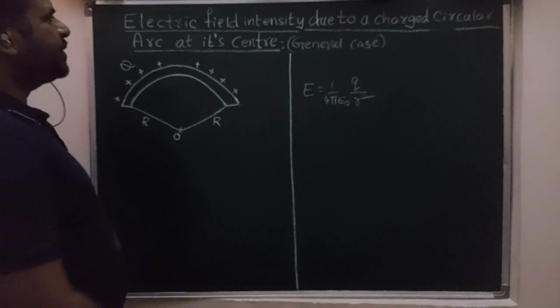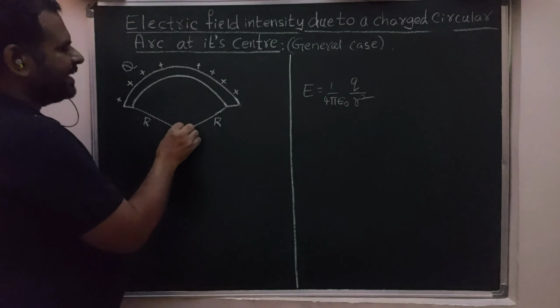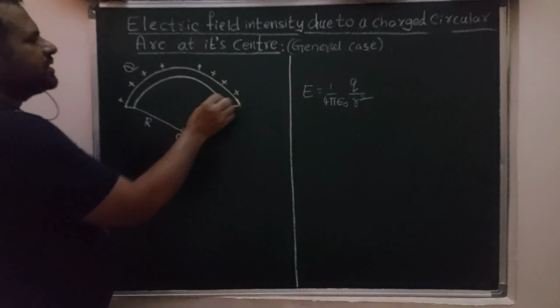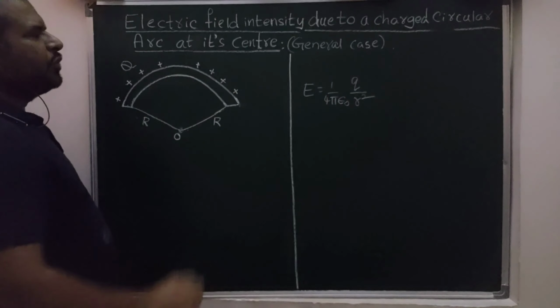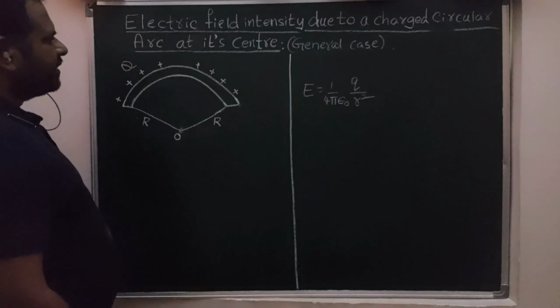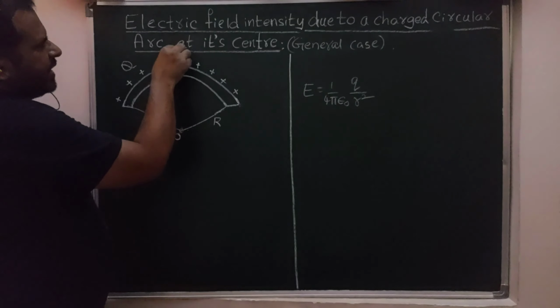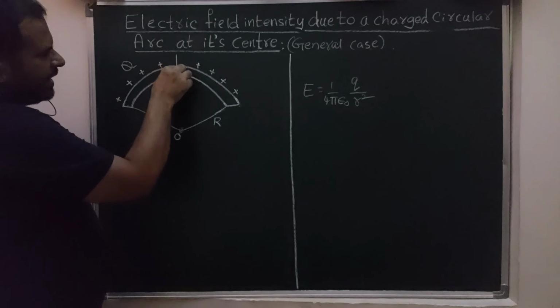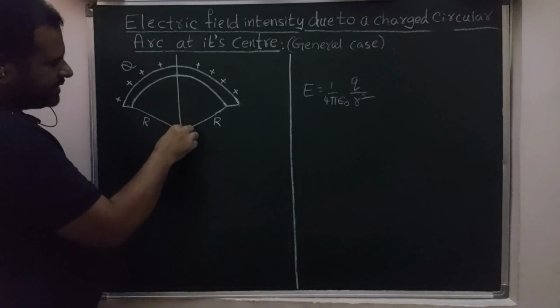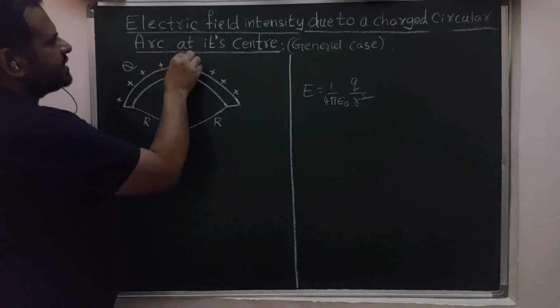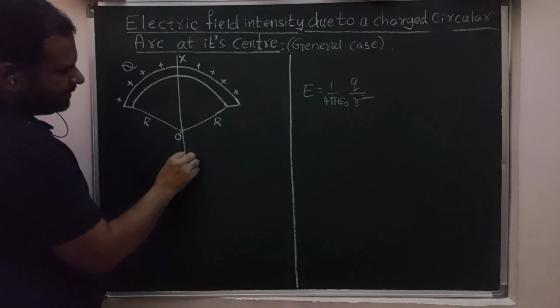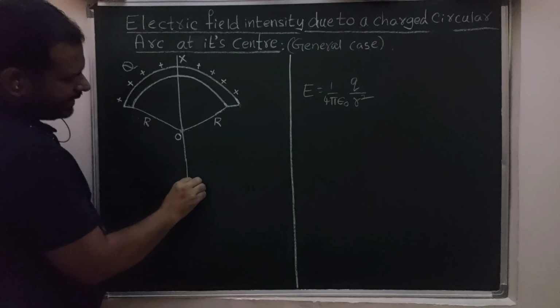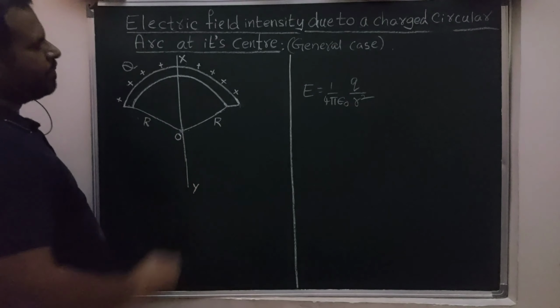So we have to derive the expression for electric field intensity at the center O due to this uniformly charged arc of a ring. For that, first I am taking the angular bisector. I am drawing the angular bisector. This XY is the angular bisector.